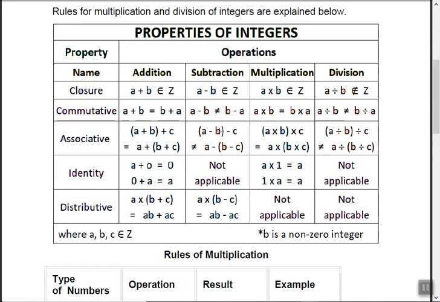1 minus (2 minus 3) is not equal to (1 minus 2) minus 3. Both the answers are different.